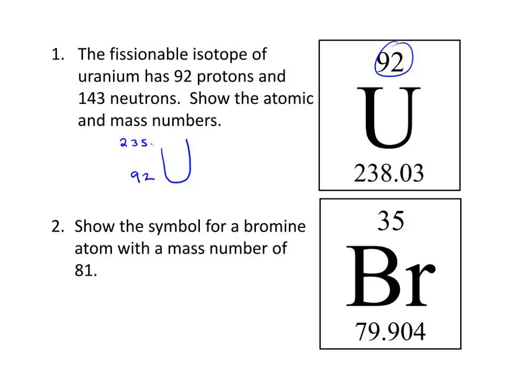Number 2, show the symbol for a bromine atom with a mass number of 81.